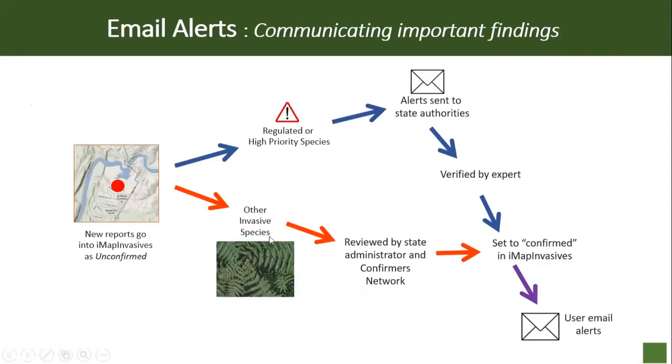For other invasive species, species that might not be as regulated or as high priority, those are reviewed by the iMapInvasives team at the New York Natural Heritage Program, as well as the Confirmers Network. And then these records are set to confirmed and again can generate email alerts to general users who have signed up for them.